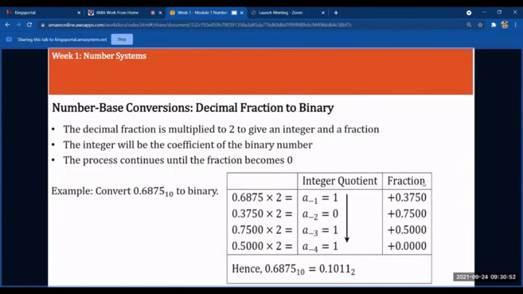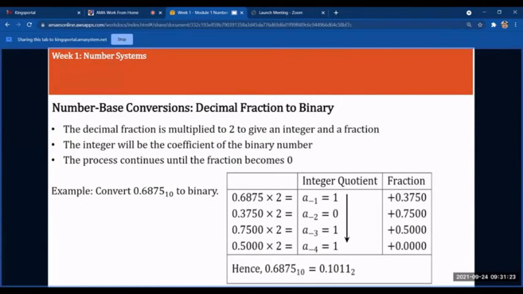So, number base conversion naman ni decimal to binary. So, paano naman siya from decimal to binary? So, the decimal fraction is multiplied by 2 to give an integer and a fraction. The integer will be the coefficient of the binary number. The process continues until the fraction becomes 0. So, convert 0.6875 base 10 to binary. So we need to multiply 0.6875 by 2.